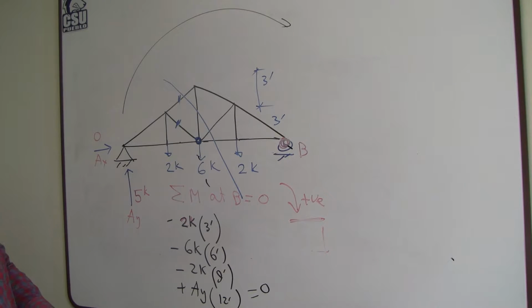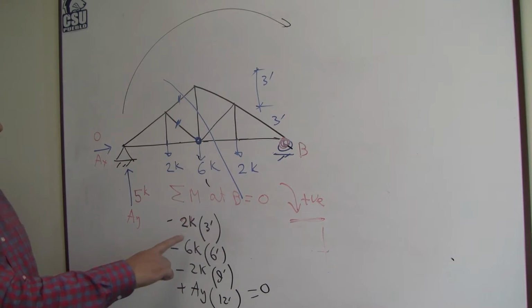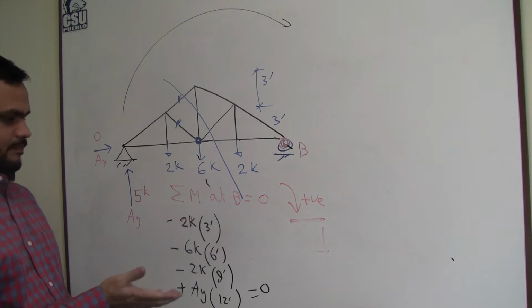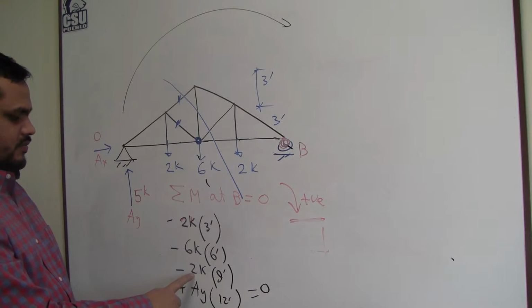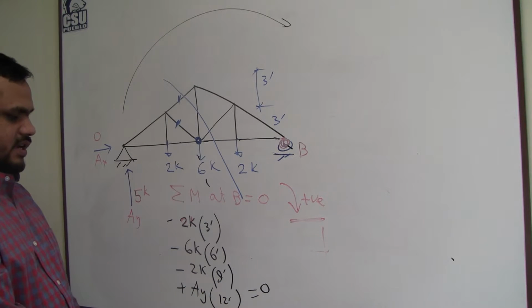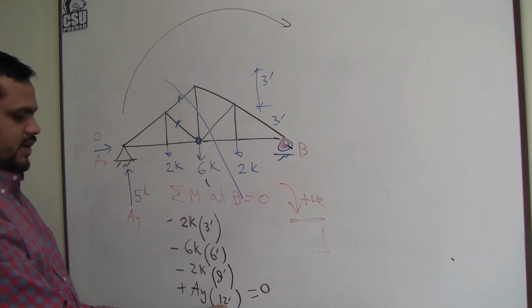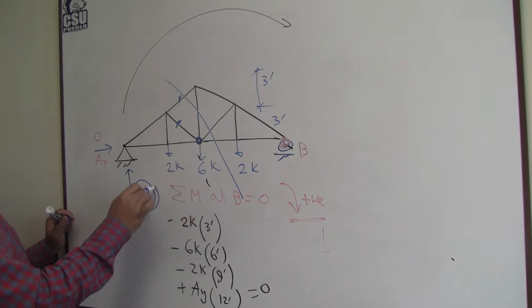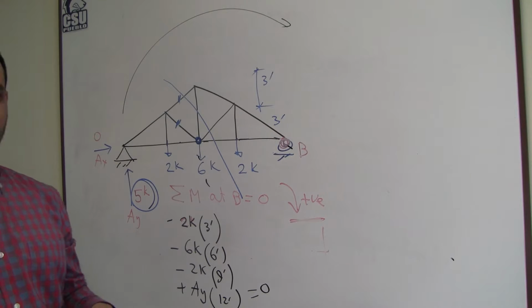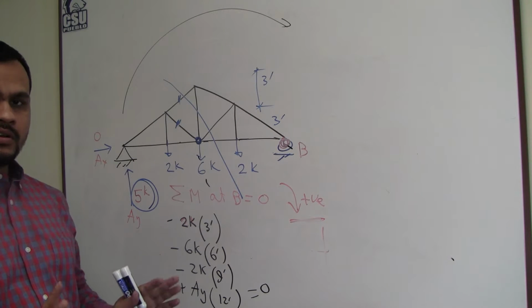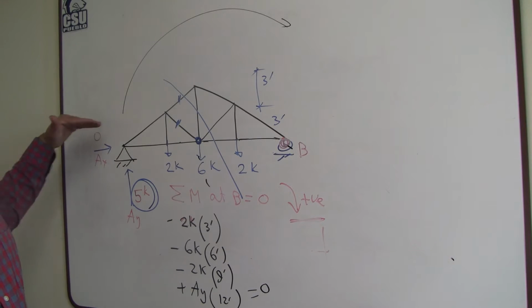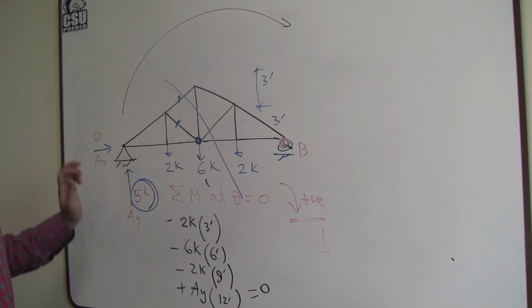If I solve it, I do not have any calculator, but I can try. 3 times 2 is 6, 36 is 42, 9 times 2 is 18, so 60 divided by 12. So I will get AY is 5. So my initial visualization is correct. So AY is 5. Now no horizontal force, so obviously it is 0.